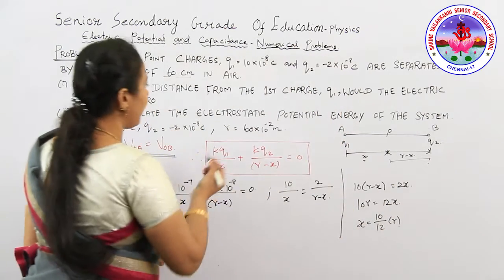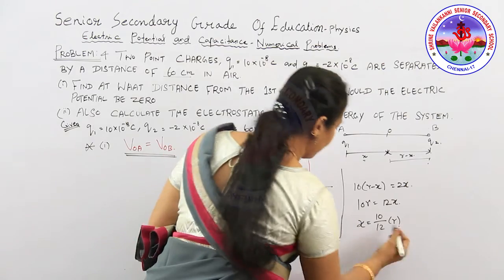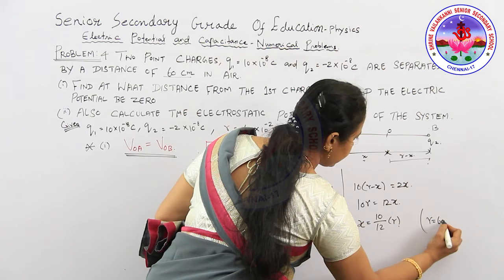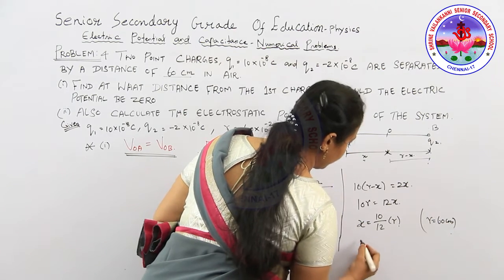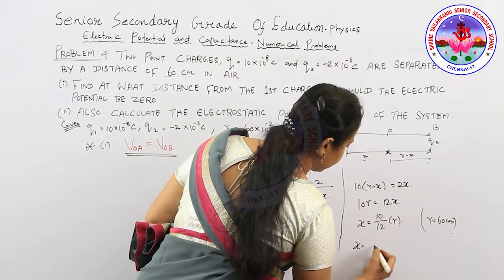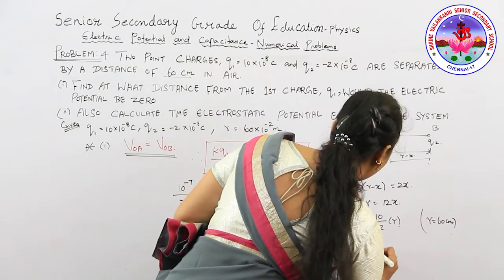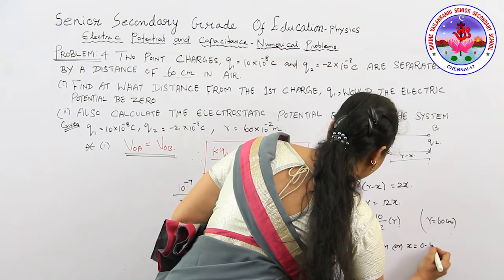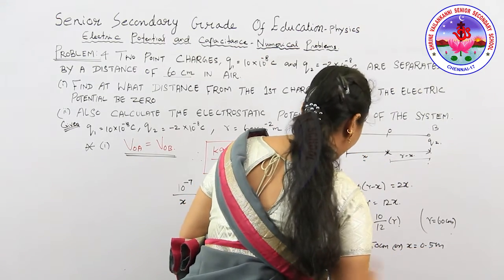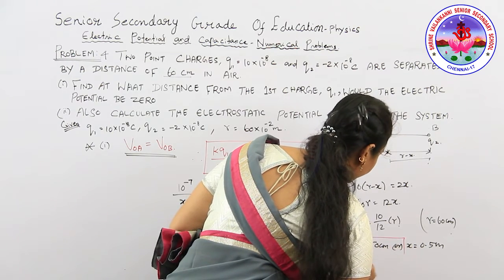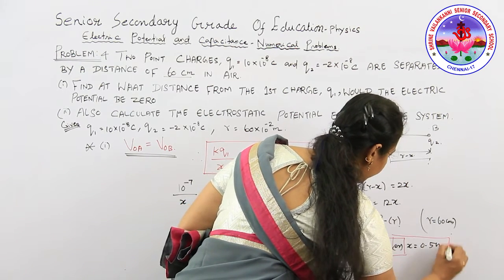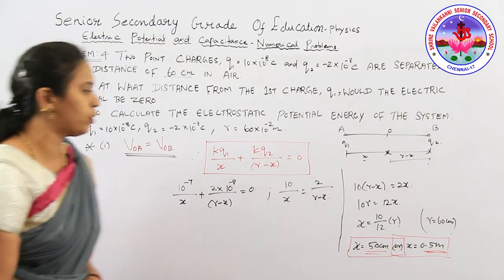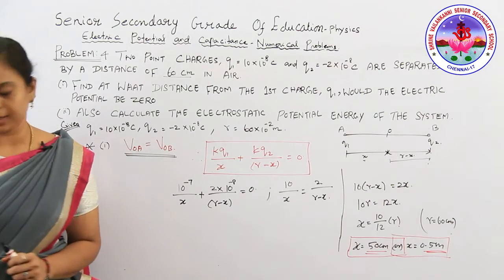As we know, the R value is 60 into 10 power minus 2 meter, because R is 60 centimeter as they have given. So by applying 60 here, you will get X equal to 50 centimeter, or you can write X equal to 0.5 meter. Got it? So this is the X value, 50 centimeter or 0.5 meter.